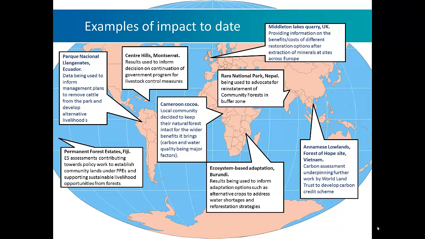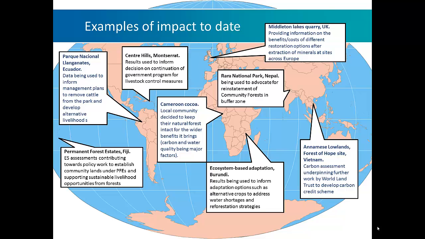Looking at the role of TESSA in helping ecosystem-based adaptation approaches in Burundi in Africa, looking at options for alternative crops because of issues around water shortages, and also reforestation strategies to allow people to have less dependency on crops that are going to not be very productive in view of climate change.